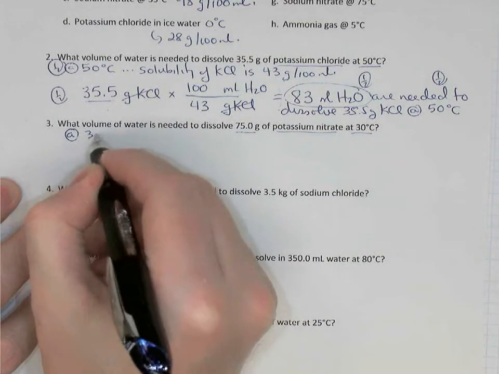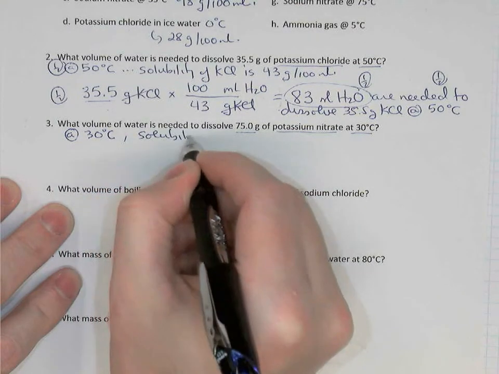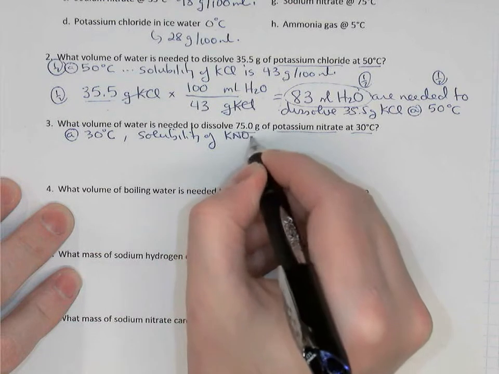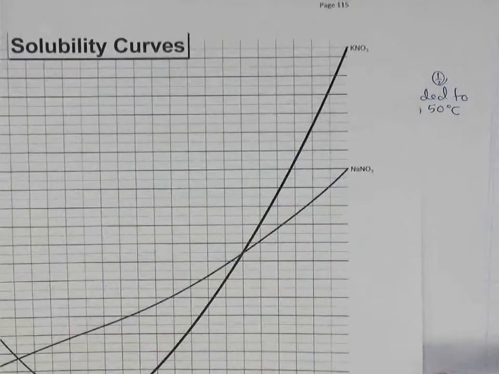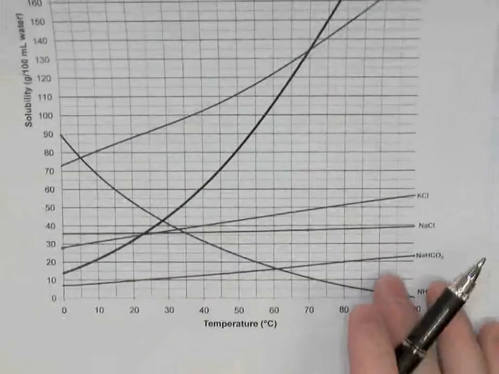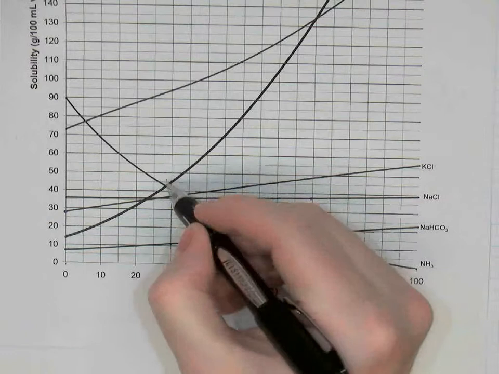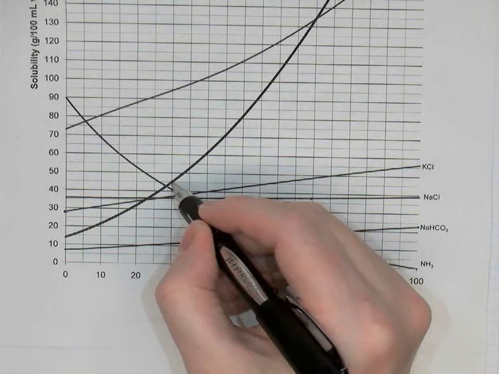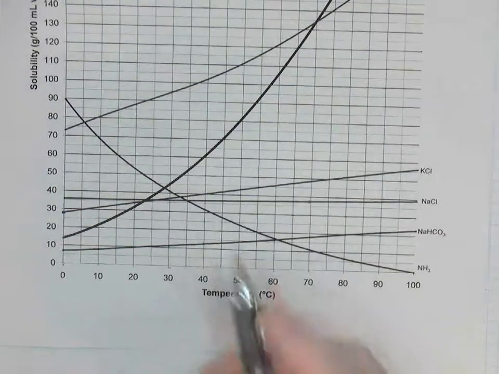So I'll say at 30 degrees Celsius, the solubility of, now potassium nitrate is KNO3, is, and now I'll go to my graph, KNO3 is this curve here that drops dramatically. So at 30 degrees Celsius, yep, here we are, 30 degrees, that curve is right here, and so it's just slightly less than 45. Maybe it is 45 actually. Yeah, so I'm going to say slightly less.